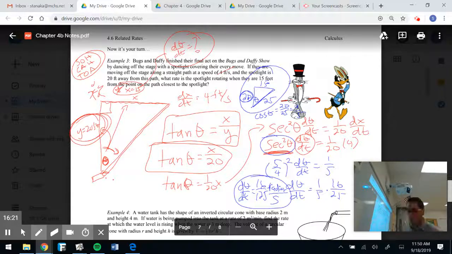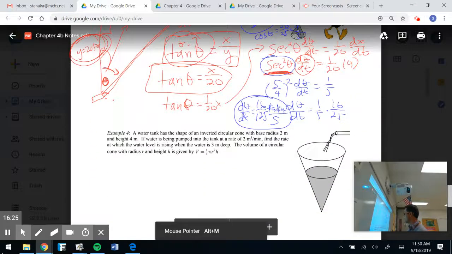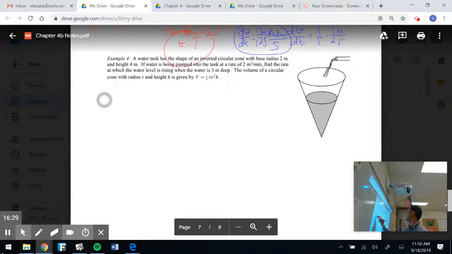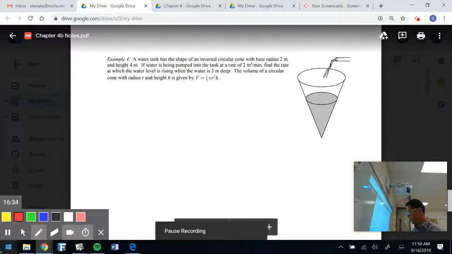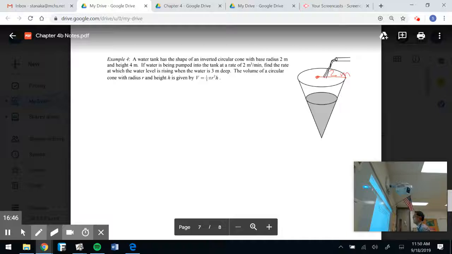All right, here we go. We got one more. Okay, and the goal, right, class, is we get these guys done in 25 minutes. Here is the most important problem. You will see it as at least a multiple choice question on your AP exam. Okay, a water tank has the shape of an inverted circular cone with a base of radius of 2. So it's got a radius of 2. I'm going to use my picture right here to draw on it. And it has a height of 4 meters. Okay, so that's the cone.